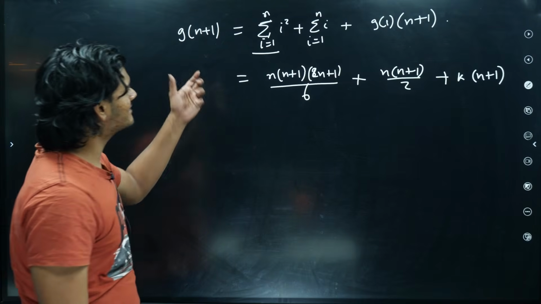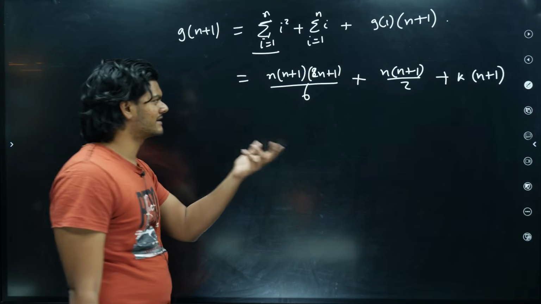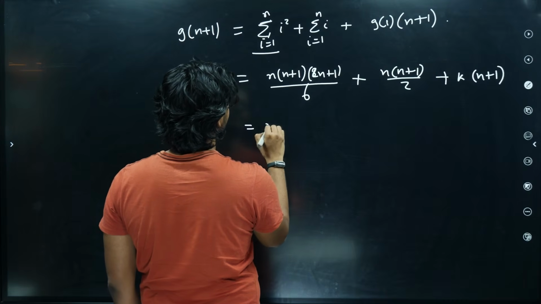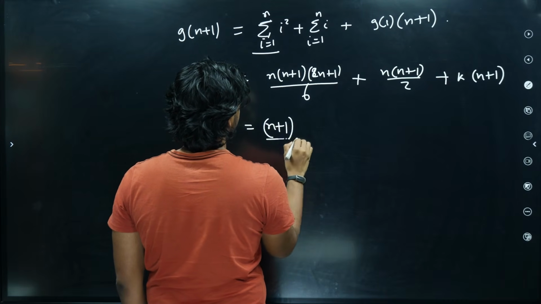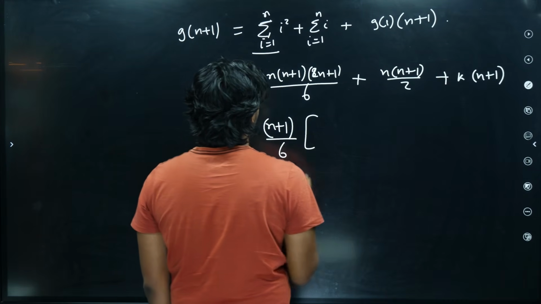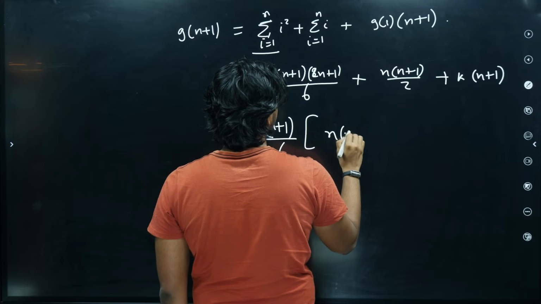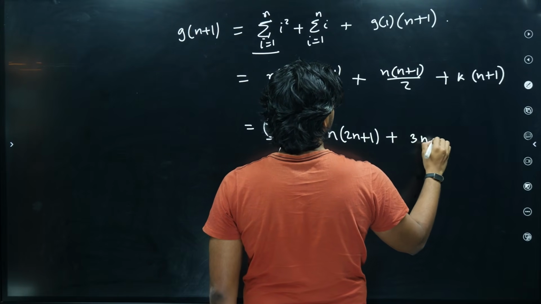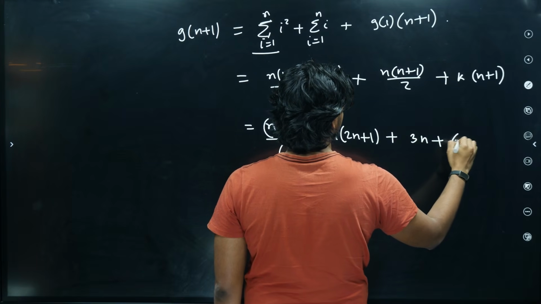Yeah. So anyways, this is a cubic thing. I can take a few things common. I can take n plus 1 common. Let's say I take 1 by 6 common. So it will be n into 2n plus 1 plus 3n plus 6k.